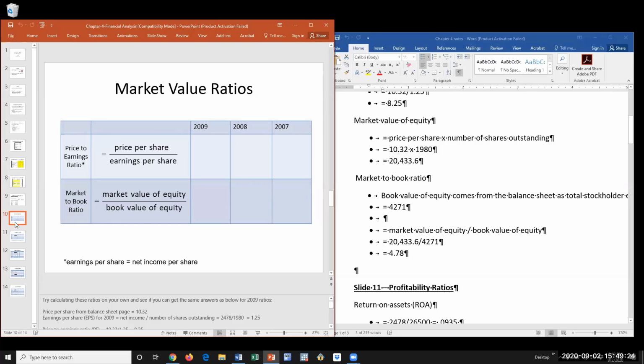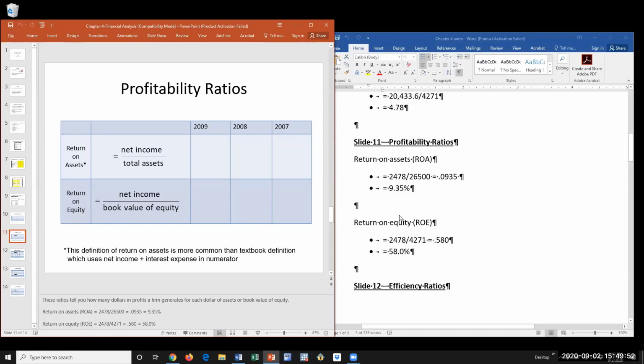Book value will be something like a lot of assets, like a really old company that's been around a long time and has acquired a lot of assets. Oil companies, coal mine companies, that type of thing, they'll have low market to book ratios. And then we have profitability ratios.